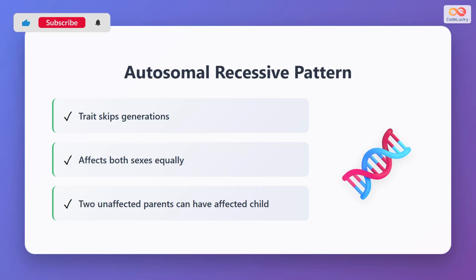One common inheritance pattern is autosomal recessive. This pattern has three key characteristics. First, the trait often skips generations, appearing in grandparents and grandchildren but not the middle generation. Second, it affects both sexes equally, with no preference for males or females. Third, and most notably, two unaffected parents can have an affected child if both are carriers of the recessive gene.